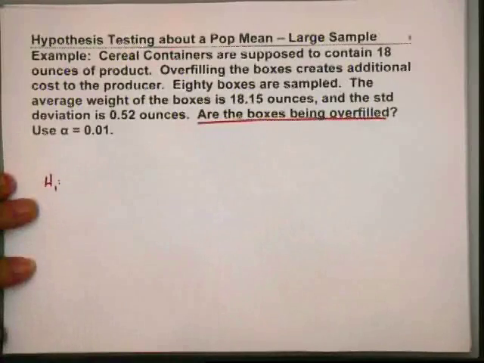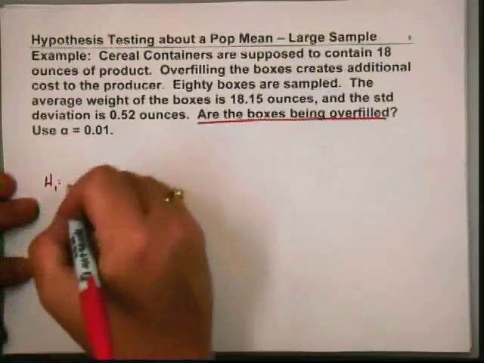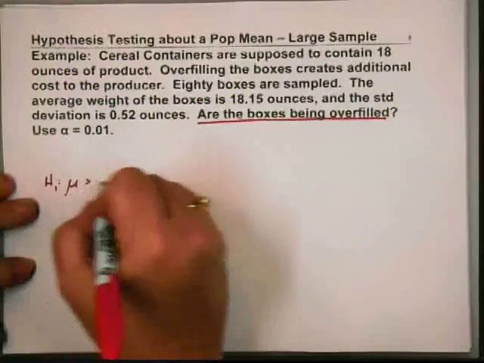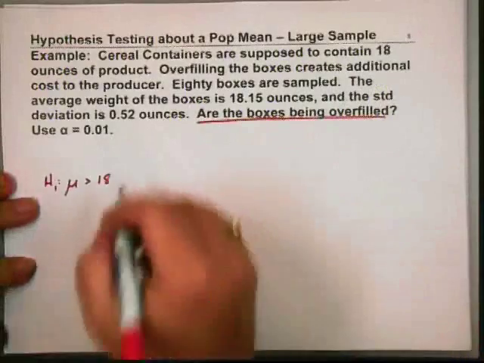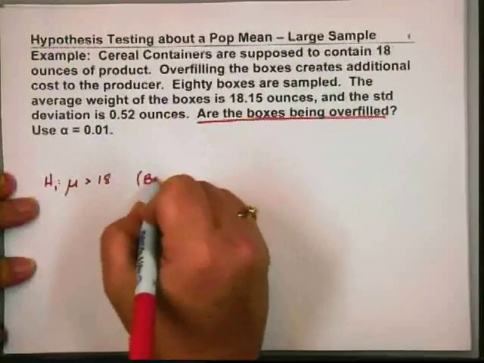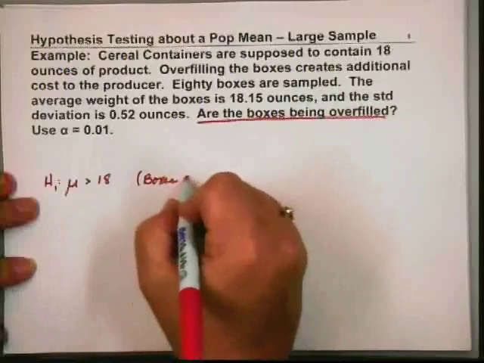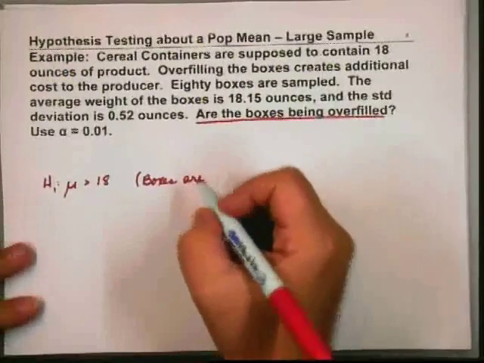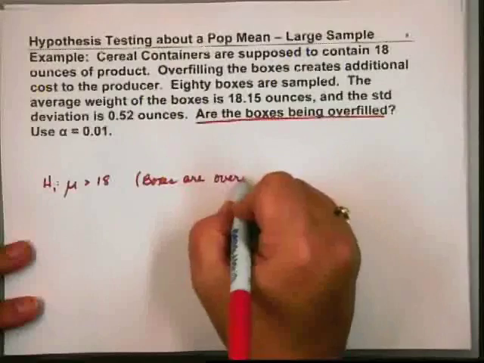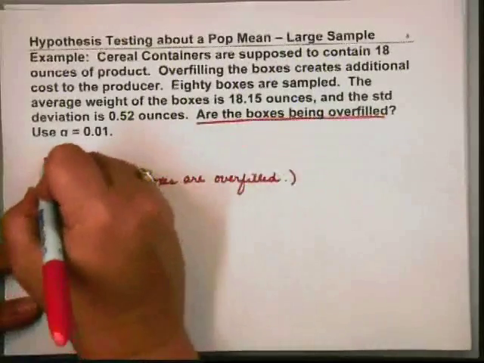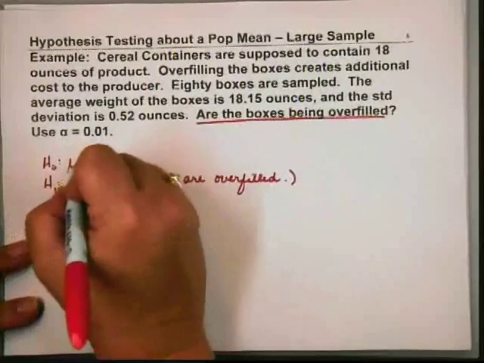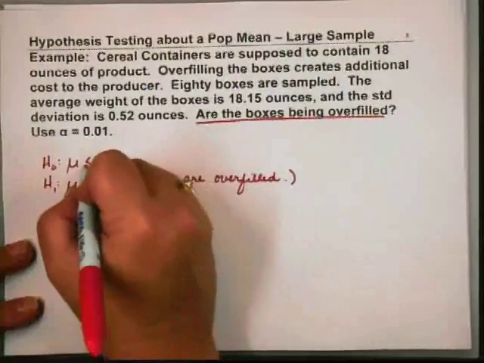That translates to what in terms of our population parameter mu? Boxes being overfilled means that mu is greater than 18, since it was supposed to contain 18 ounces. So this translates to: boxes are overfilled. The opposite condition is mu less than or equal to 18.